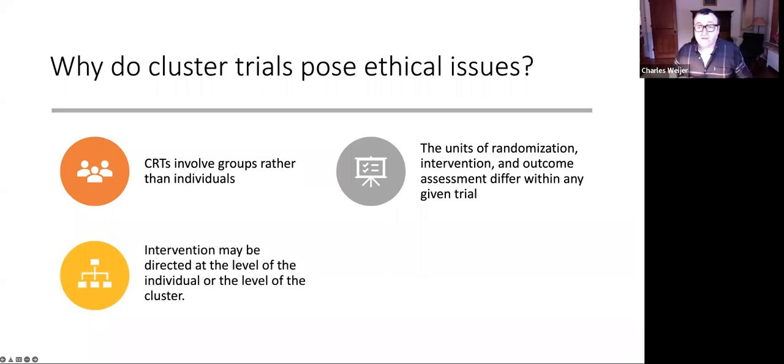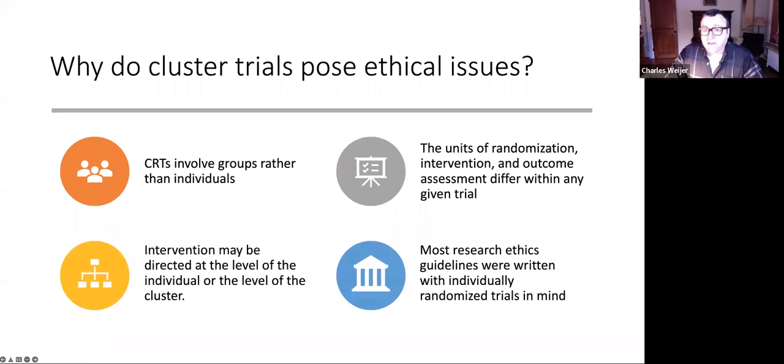Further, the intervention may itself occur at different levels, including the cluster, the professional, and the individual, making it sort of complicated to figure out from whom should informed consent be sought and for what. And finally, most research ethics guidelines were written with patient randomized trials in mind. And as a result, applying ethical guidelines to cluster trials is fraught.